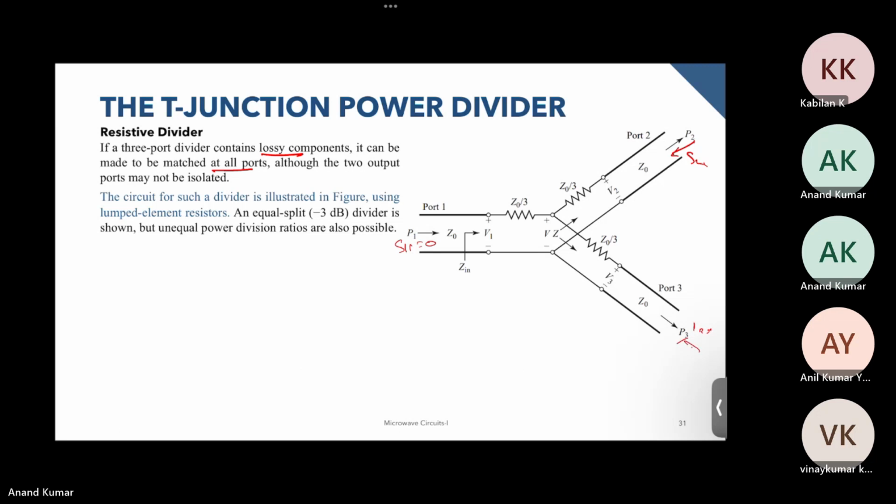So we had some reflections coming back from this junction and these two arms if we sent some power from here, and similarly if we sent some power from here as well. But in the case of a resistive divider, we can match all the ports. So if we send power from this port or this port or this port, we will not receive any reflections from any of these ports.